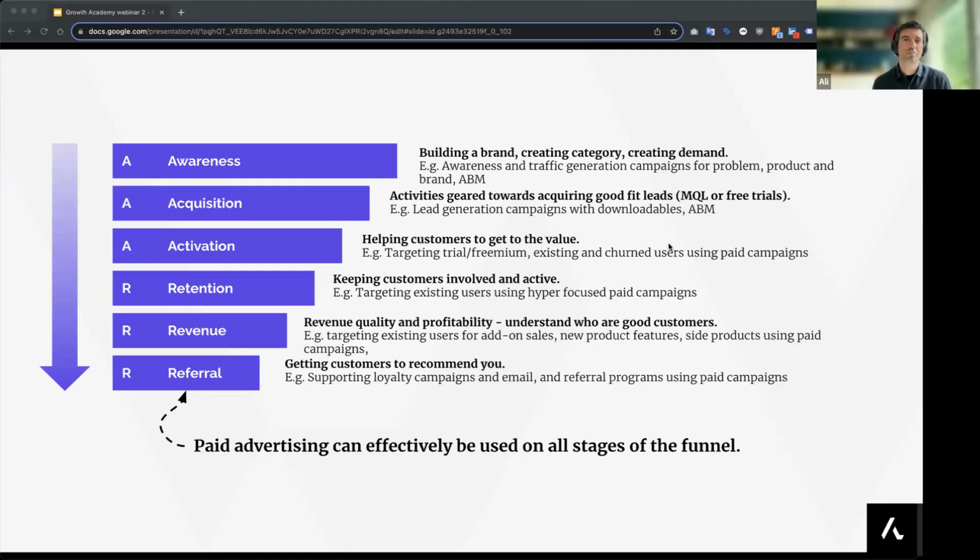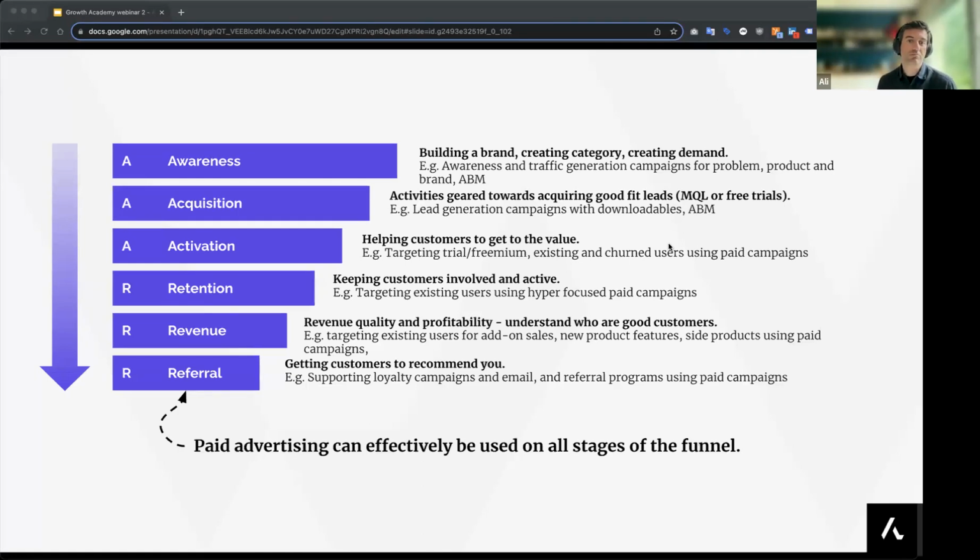Advertising can be used pretty much on all stages of the funnel. If we look at a few examples here, if you are doing awareness, you can launch awareness campaigns or traffic generation campaigns to introduce the problem or to introduce the solution, meaning your product, or to increase the brand awareness for your brand. It can also be used for ABM, obviously.